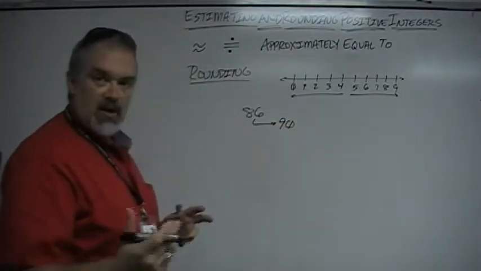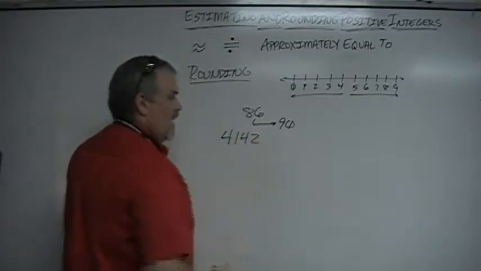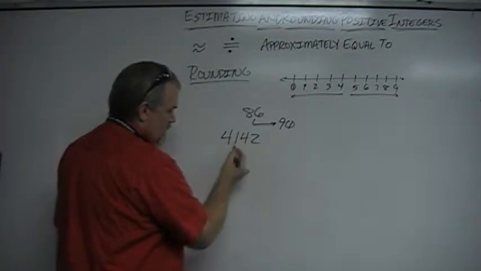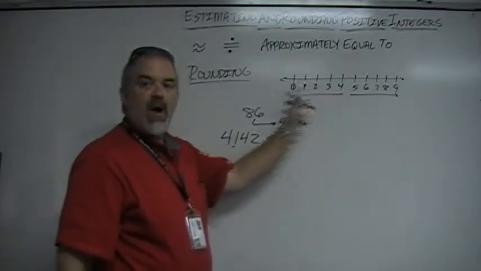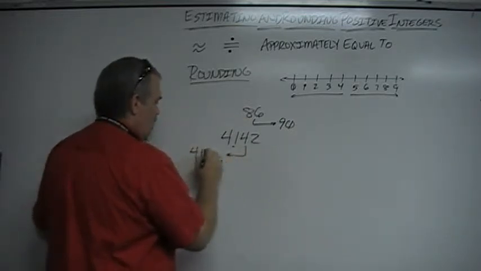Similarly, if I had the number 4142, and I wanted to round it to the nearest hundred. Ones, tens, hundreds, that's this place. So I look at the next digit, it's a 4, so I round it down to just 4,100. This becomes 4,100.